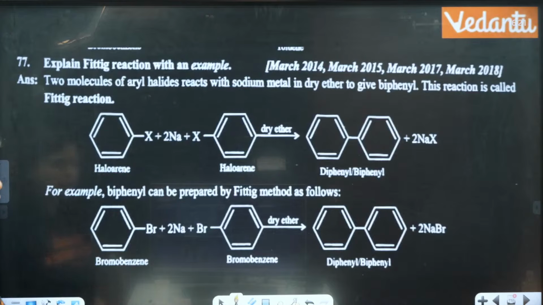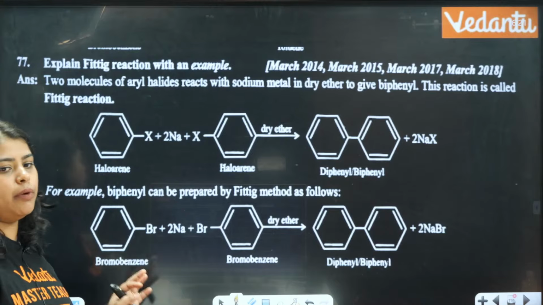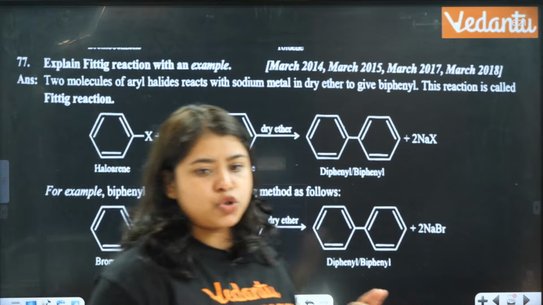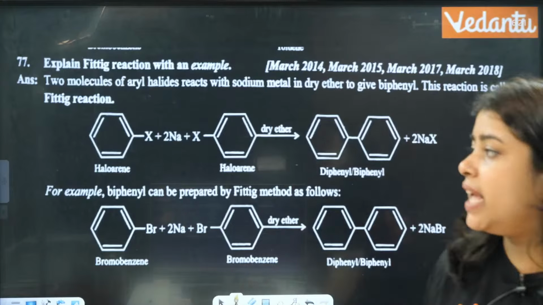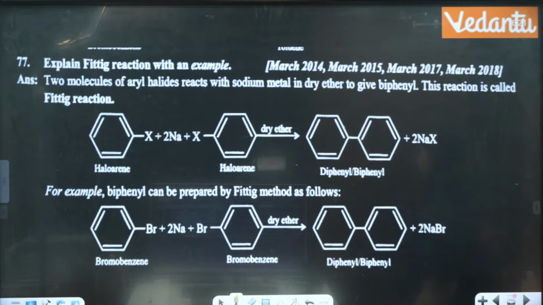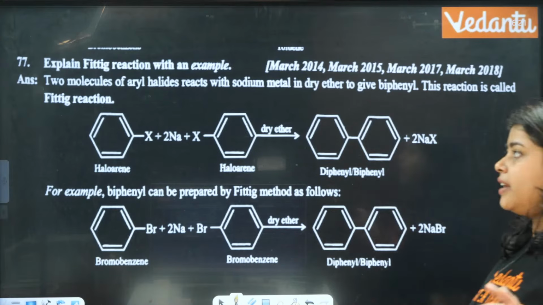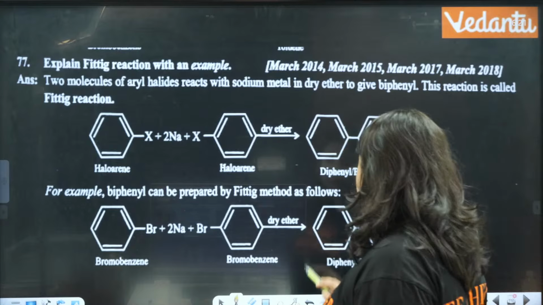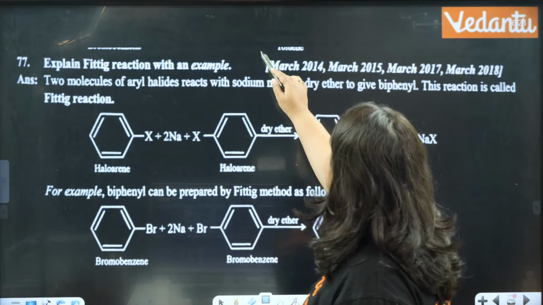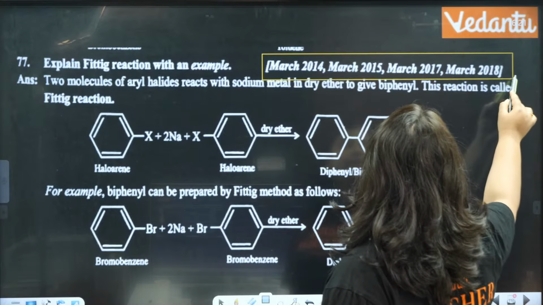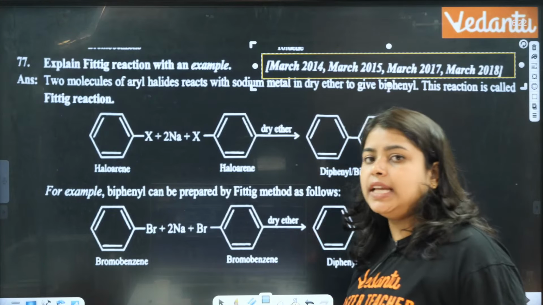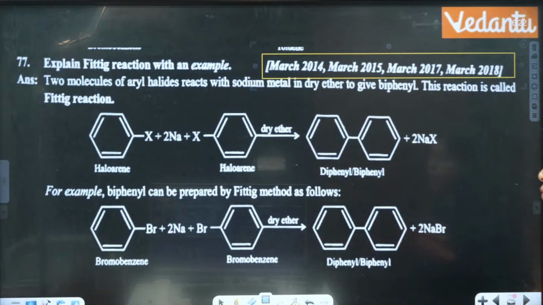Next, the Fittig reaction with an example. We have already discussed the Fittig reaction, how diphenyl or biphenyl is being formed with the help of haloarenes. This question is also repeated a lot of times: explain the Fittig reaction with an example. This has been asked in March 2014, 15, 17 and 18.